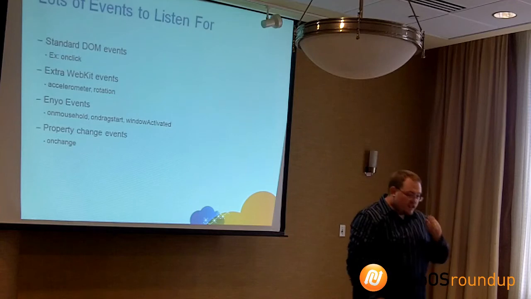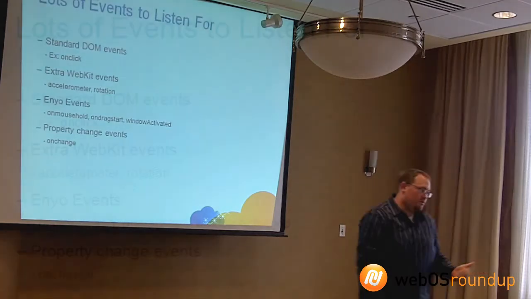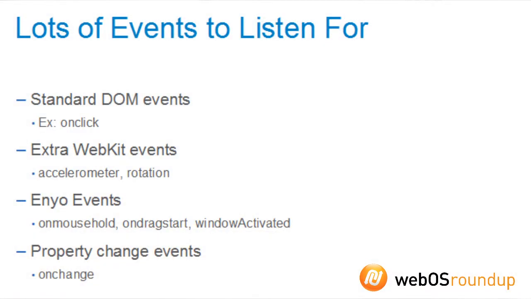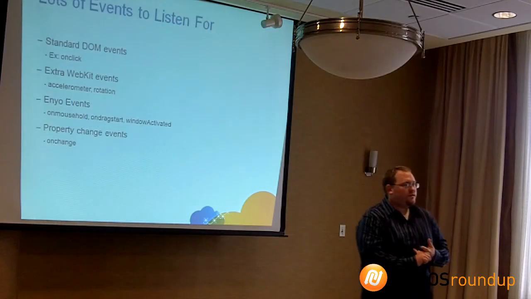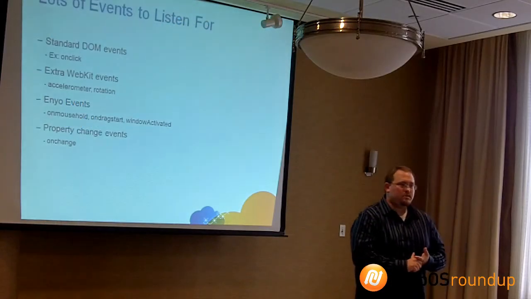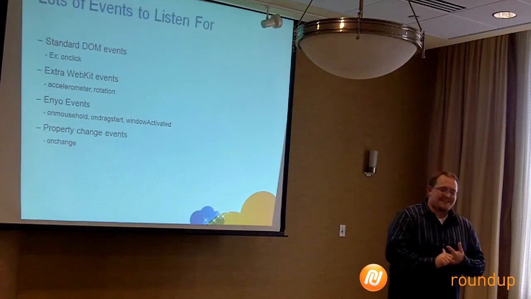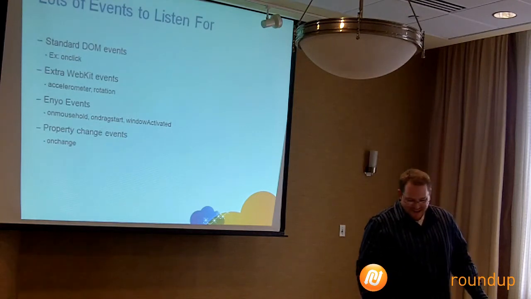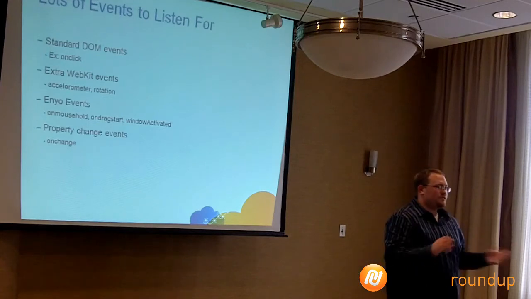So there are a lot of events that you can listen for in Enyo. You have your standard ones like the on-click. You have on change. No, that's actually the properties. I'm sorry. All right, you have your extra WebKit events like the accelerometer and rotation. You also have, oh no, GPS is an event. That's a service call. What am I thinking? So yeah, Palm has added special events.